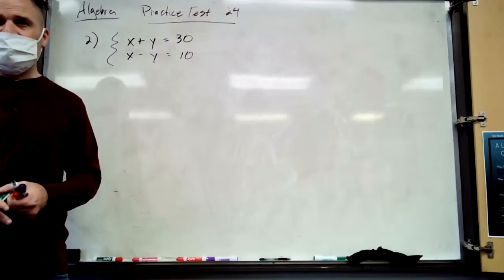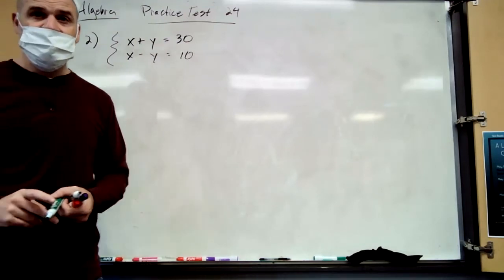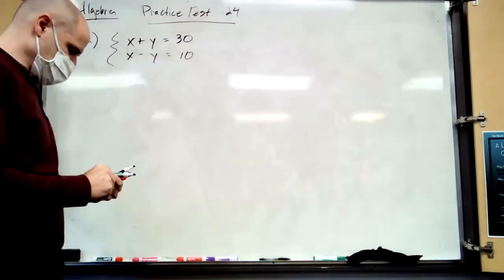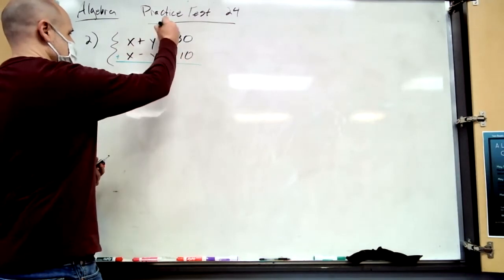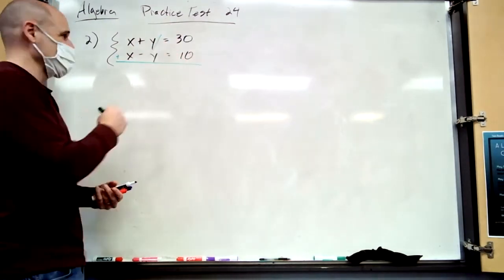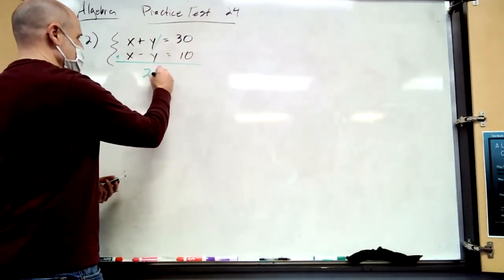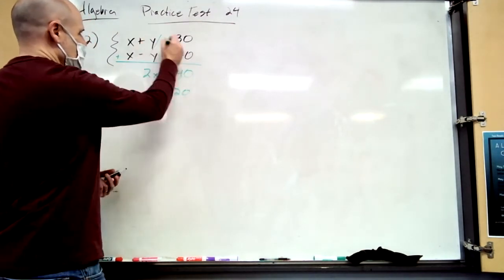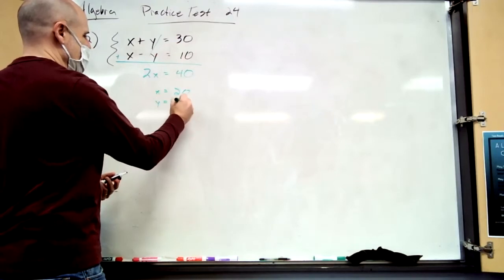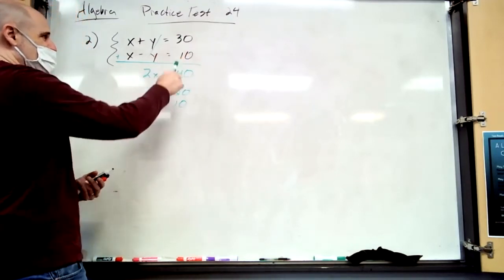Substitution or elimination? What'd you say? Elimination. Yeah, because what happens when you add these together? Cancel each other out. Yeah, these guys cancel. And you're left with 2x equals 40, x equals 20. So if x equals 20, y has to be 10. Because 20 plus 10 is 30, 20 minus 10 is 10.